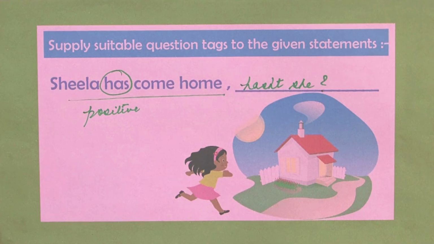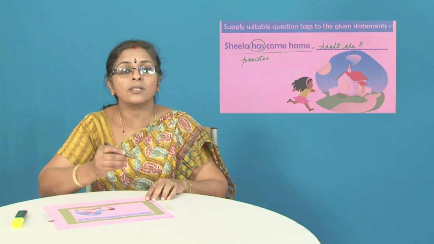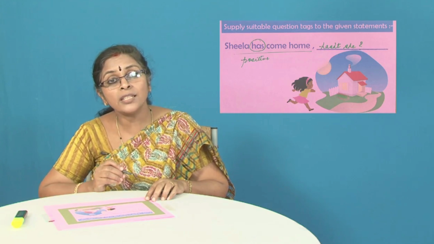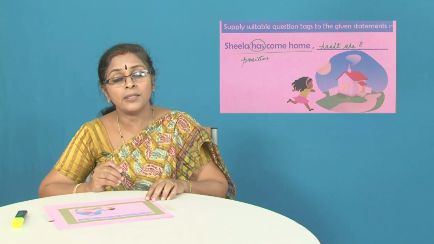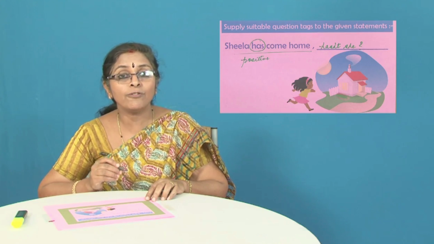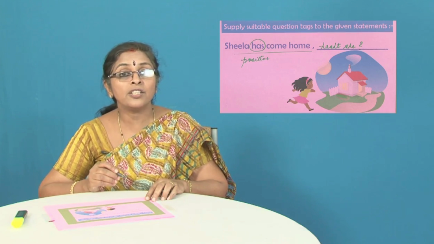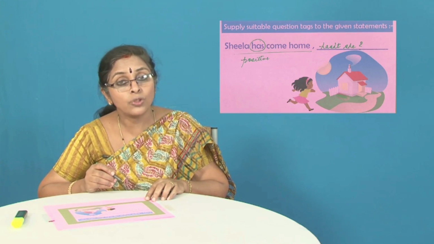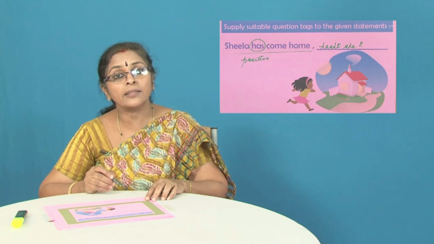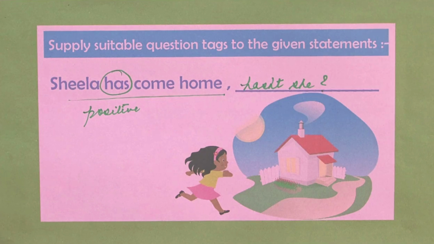Sheila has come home. The question tag is hasn't she? Why did I say hasn't she? Because has is the auxiliary verb. The same auxiliary verb you need to use in its negative form. And when you are using the auxiliary verbs in their negative forms, please also remember to make use of the short forms, because if you do not make use of the short forms, then you're going to have three words and not two words. And you're allowed to make use of only two words when you're supplying the question tag to the given statement. So Sheila has come home. The appropriate question tag would be hasn't she?